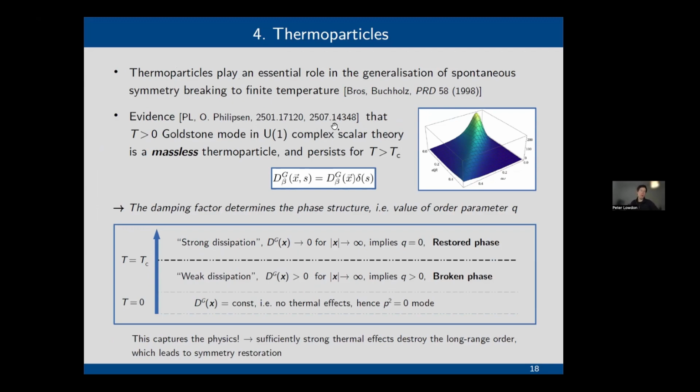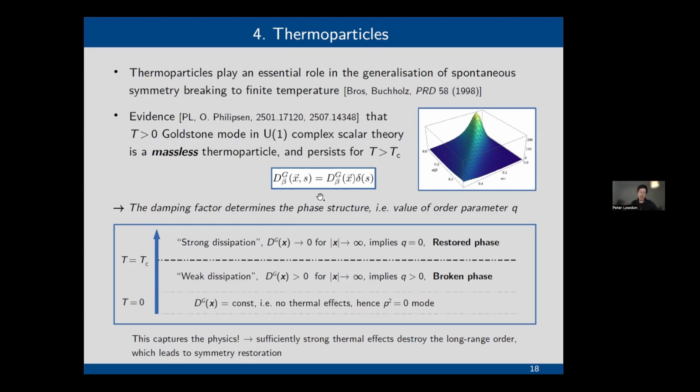So basically what we do is we take a simple complex U(1) scalar theory, and then we look at this on the lattice at different temperatures, and we see what happens to the Goldstone correlation function as we increase the temperature. And basically what we find is that the Goldstone mode has this massless thermoparticle structure everywhere, even above the critical temperature. The only difference is how the damping is of this mode.